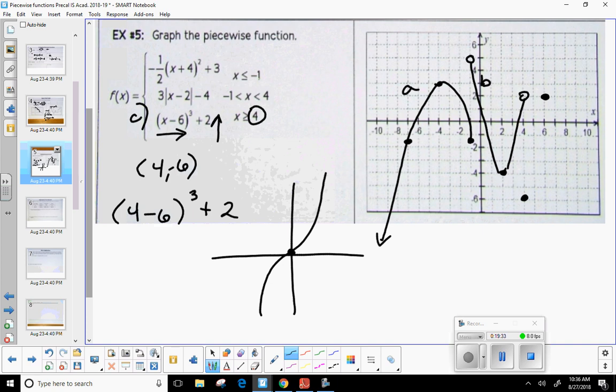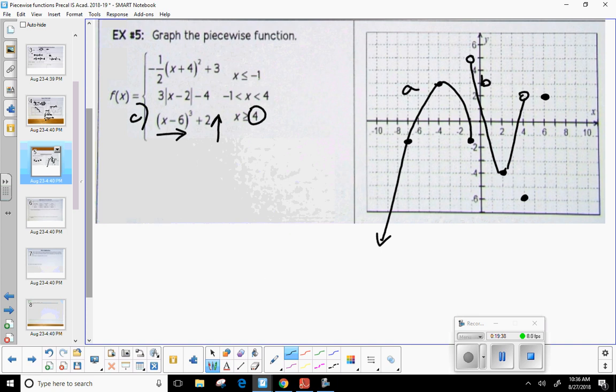10? Okay. So let's see here. Let's go ahead and choose 10. So 10, comma. So that would be 10 minus 6 cubed plus 2. So we're going to be a little off the grid. That's okay. In fact, we might as well go ahead and simplify it.